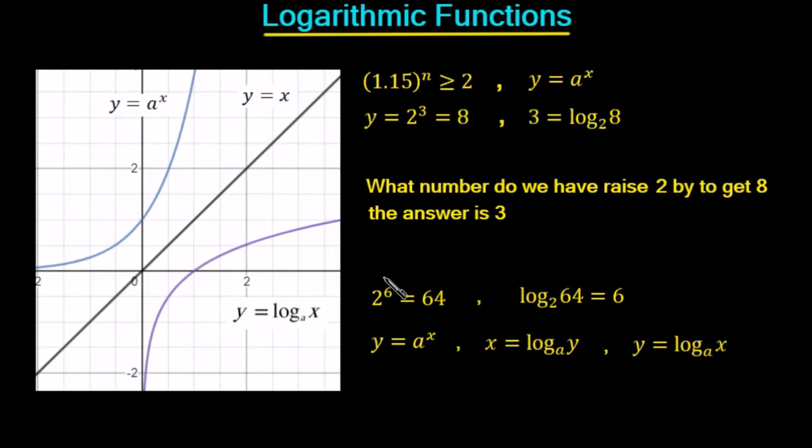So let's look at another one as an example. If we had 2 to the power of 6 equals 64, so this is our exponential function, then the inverse, which is a logarithmic function, will say what power do we have to raise 2 by in order to get 64? And the answer is 6, because it will be 2, 4, 8, 16, 32, 64, so that's 2 to the power of 6.